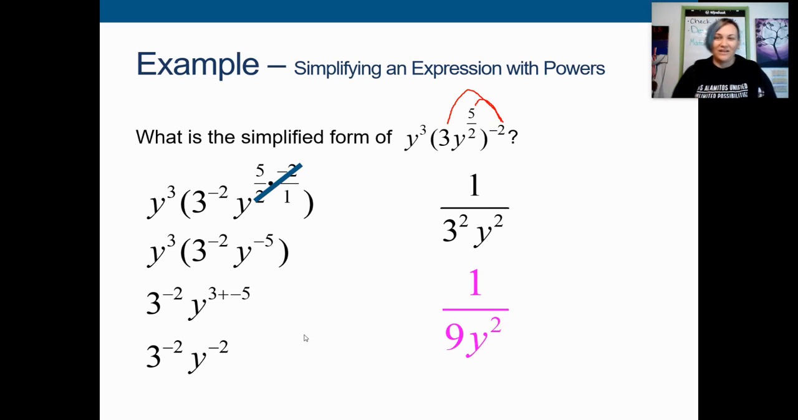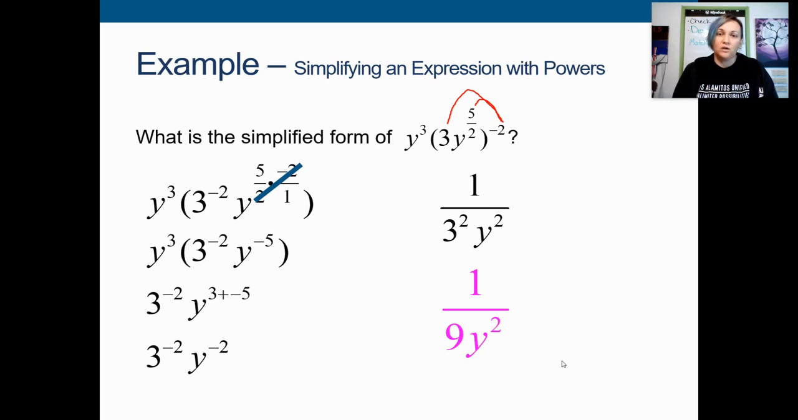Now, this is a final answer. I know this is a final answer because I only have 1 letter y. That's important. I don't have any negative exponents. That's important. And my numbers, 1 over 9, I cannot do any more math with those. I can't simplify a fraction, 1 over 9. I don't have that 3 squared anymore. And so I feel pretty confident, this is my final answer.